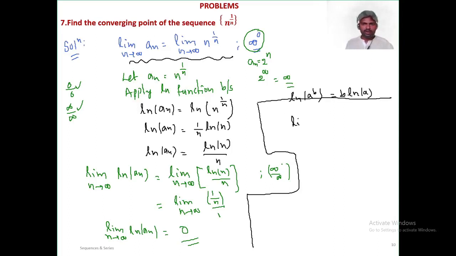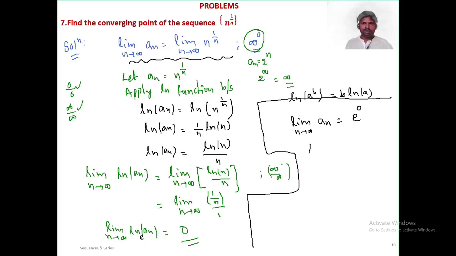So therefore, limit n tends to infinity, a_n value. That means ln I am sending to this side. So here nothing is there means base e, right? Natural logarithm function base e. So e will go this side, it becomes e power 0.